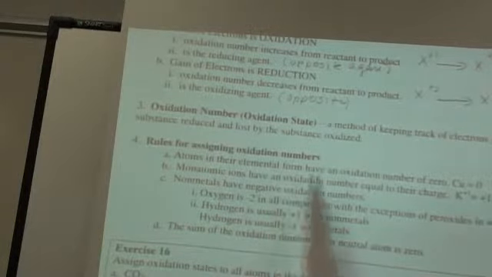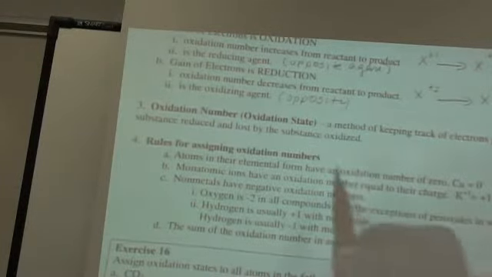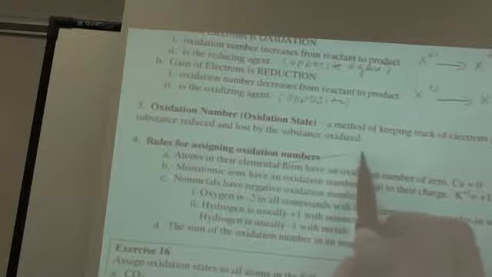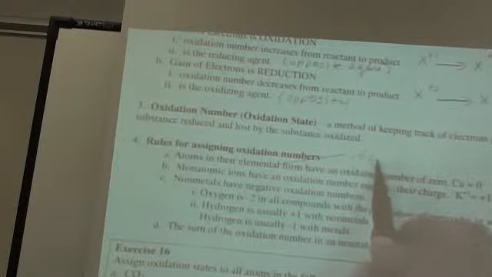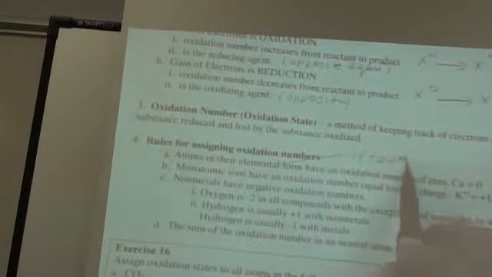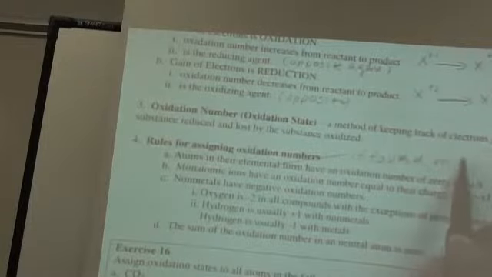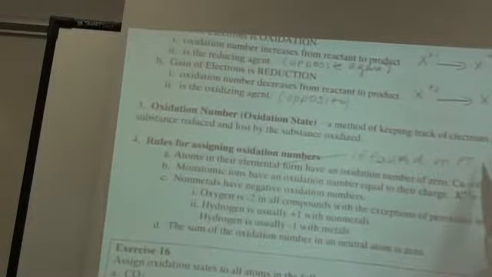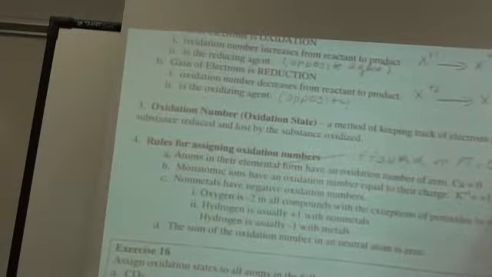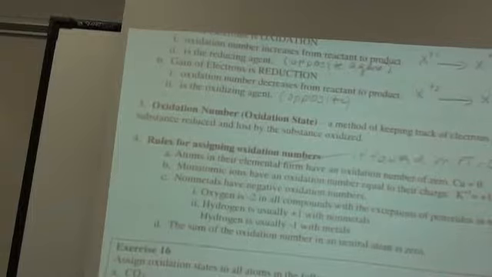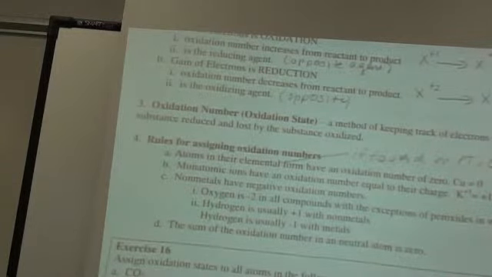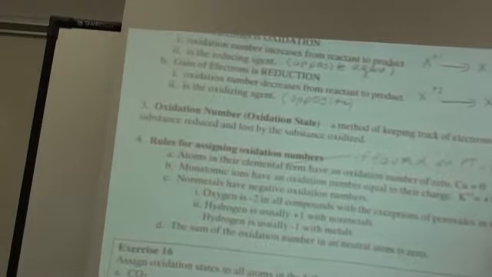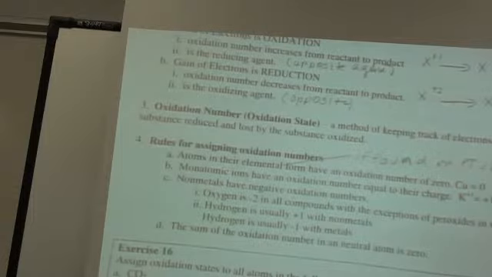Atoms in their elemental form have an oxidation number of 0. That means if you find them on the periodic table, their oxidation number is 0. And I'm even talking about the diatomics. The oxidation number of any of the diatomics, you will write them properly. There are 2 of them, but the oxidation number is 0.